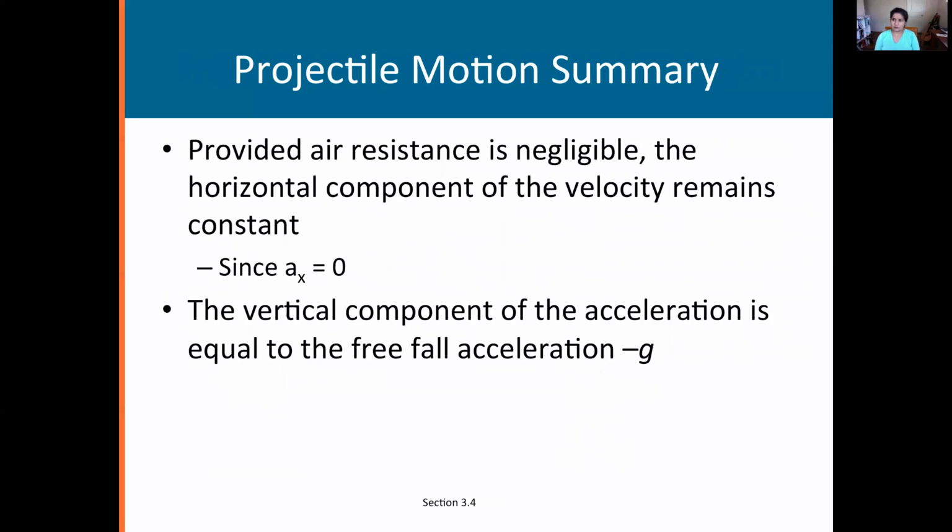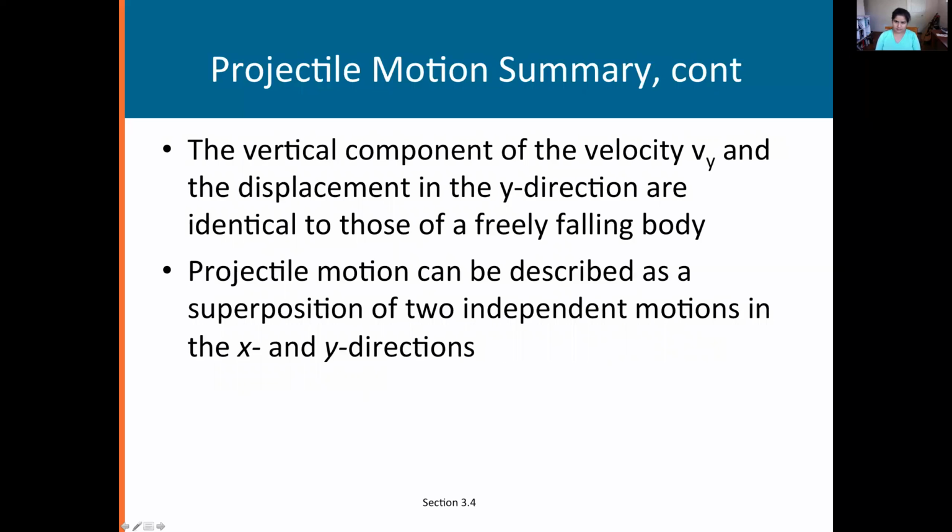In the x direction, they just boil down to one equation. In the y direction, all three equations apply for kinematics. Okay? So the projectile motion can be described as a superposition of two independent motions, one along the x direction, one along the y direction. Okay?